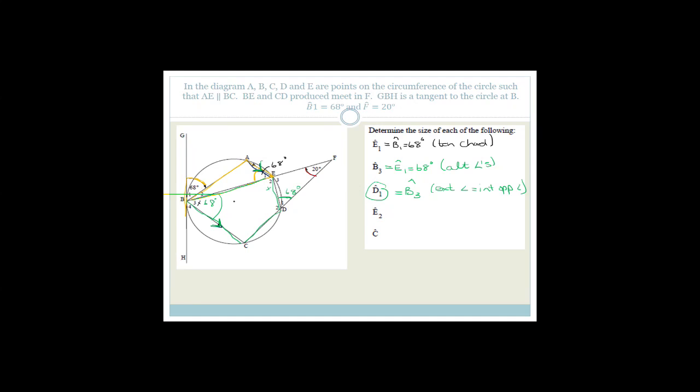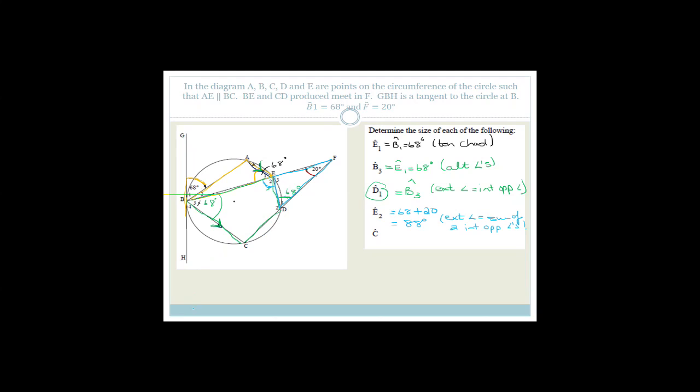Right, now they want E2, and that's even easier now because E2 is the exterior angle again, but this time it's to a triangle, and that means that the exterior angle is equal to the sum of the two interior opposite angles. So E2 is equal to 68 plus 20, which equals 88 degrees. And that is: exterior angle equals the sum of two interior opposite angles.